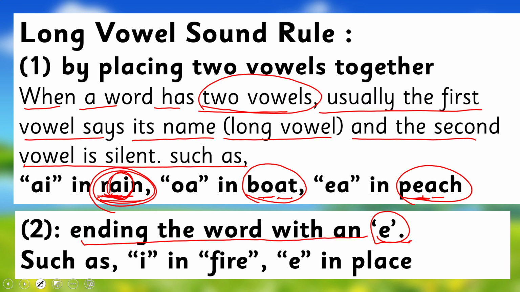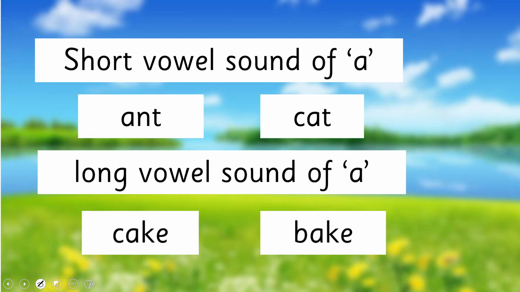It makes the vowel which is coming before E pronounce its long sound, and this E itself does nothing. As in fire, place. This E is silent and this A is giving its long vowel sound. That's A. That's why we read it as place. Are you getting it? Okay.